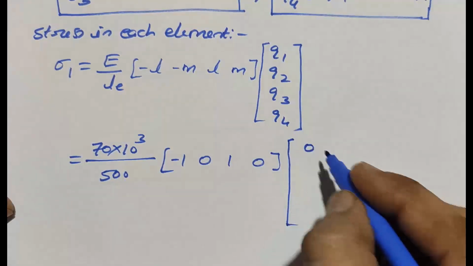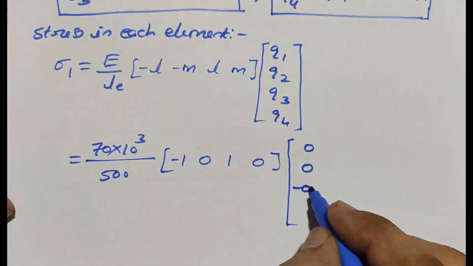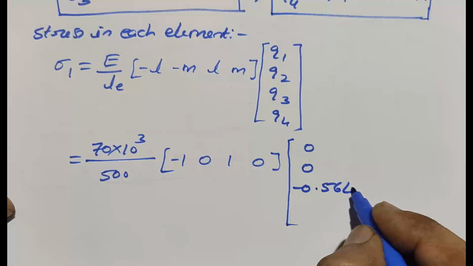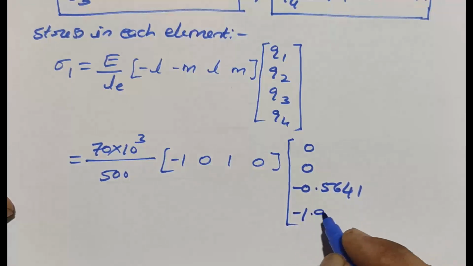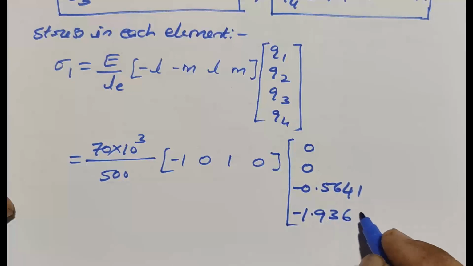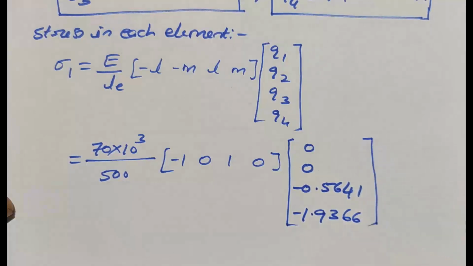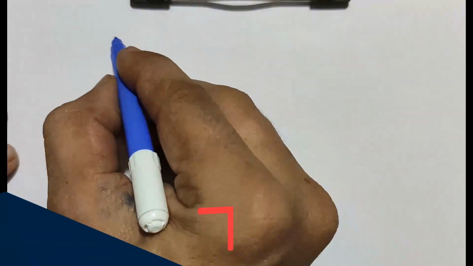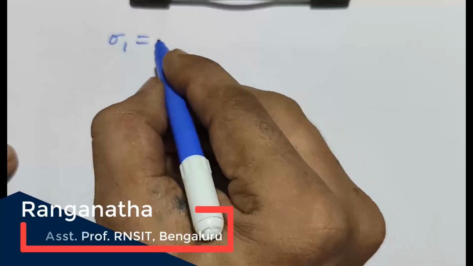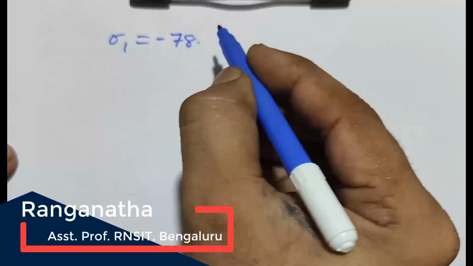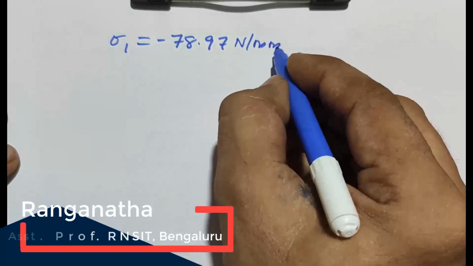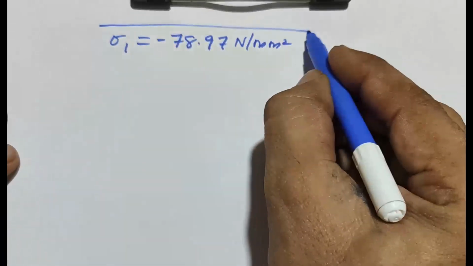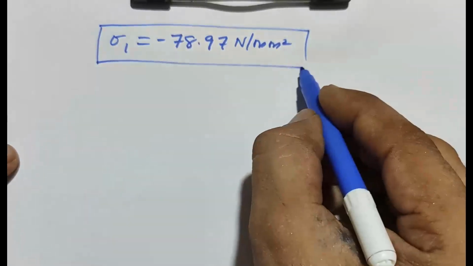Q1 0, Q2 0, Q3 is minus 0.5641 and Q4 is minus 1.9366. If you solve this, you will get sigma 1. Therefore, sigma 1 will be minus 78.97 Newton per mm square. This is stress in element 1.